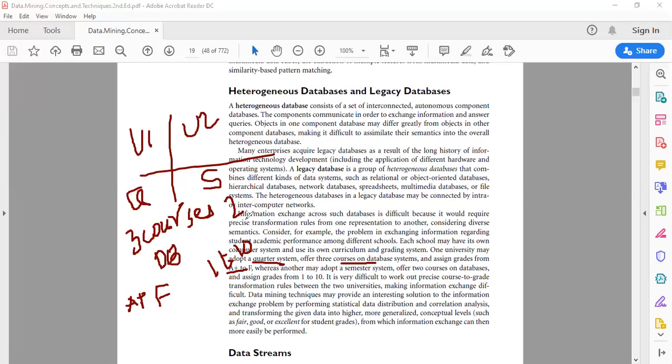In this scenario, it is very difficult to work out precise course to grade transformation rules between the 2 universities. So, the information exchange becomes difficult. In legacy database systems, the information exchange between the databases is a difficult task.